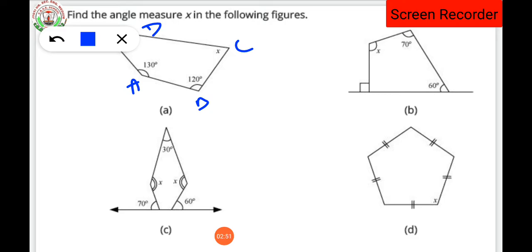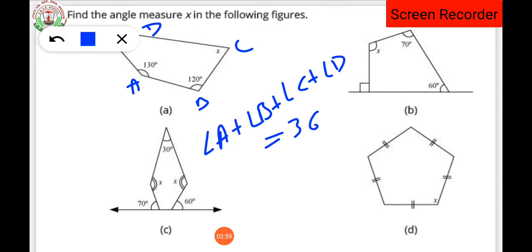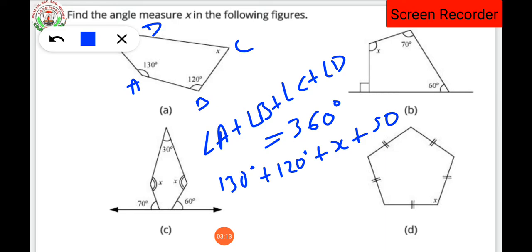And according to the property, the sum of all the 4 angles of a quadrilateral is equal to how much? 360 degrees. So add all the angles. Angle A is equal to 130 degrees, isn't it? Angle B is equal to 120 degrees. Angle C is equal to x. Angle D is equal to what? That is 50 degrees, isn't it?